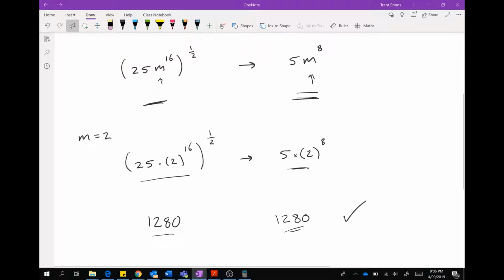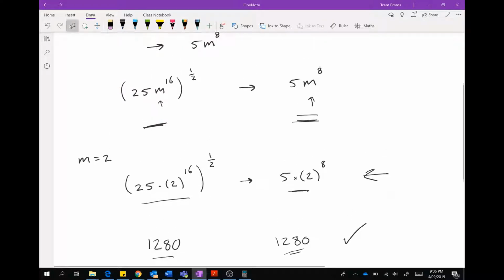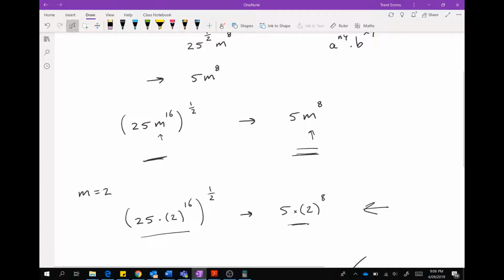Again, this step is not necessary here, that's just checking that it's correct. This answer here is the one that will get you the full marks, and this question will gain you an achieved mark.